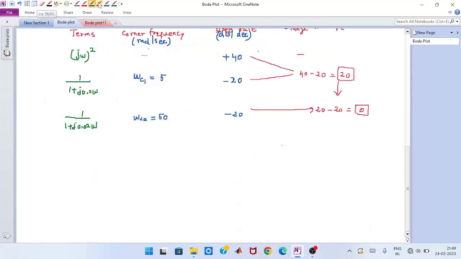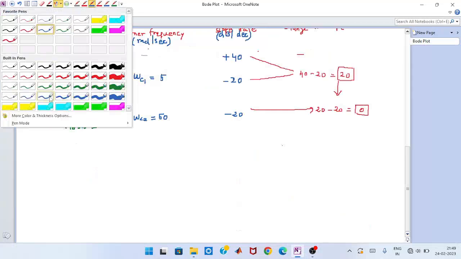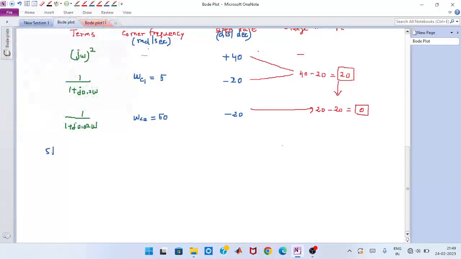Having prepared the table, we have to find the magnitude plot. So step number 4 is to find the magnitude plot. If you want to plot the magnitude, we need different ranges of frequency. As we know, corner frequency number 1 omega c1 is 5 radian per second, and omega c2 is 50 radian per second. We have to consider two different frequencies, omega L, which is lesser than omega c1, and omega H, which is higher than omega c2.